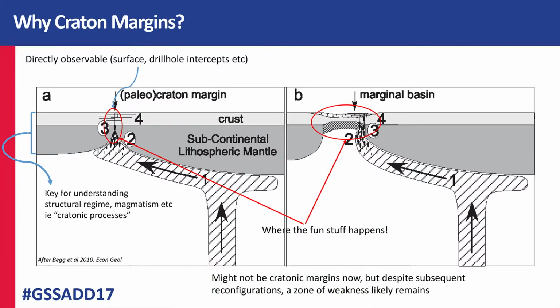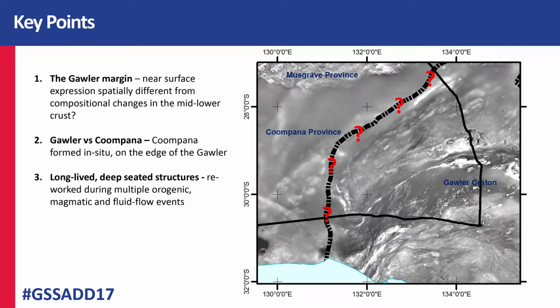So we've established throughout a number of talks today that craton margins and major lithospheric structures are a key region of interest, mainly because they're a great place to focus deformation, fluid flow, and magmatism. So where all the fun stuff happens, really. So key points and take-home messages from my talk, I guess.